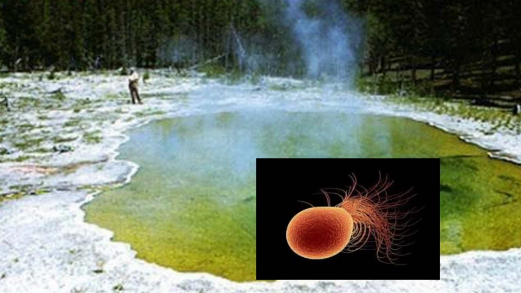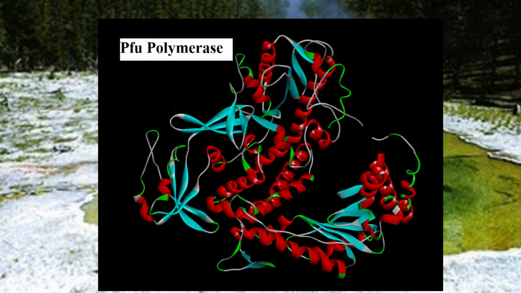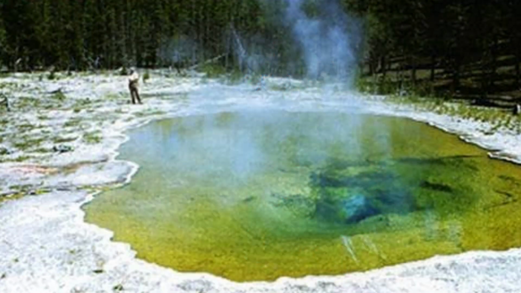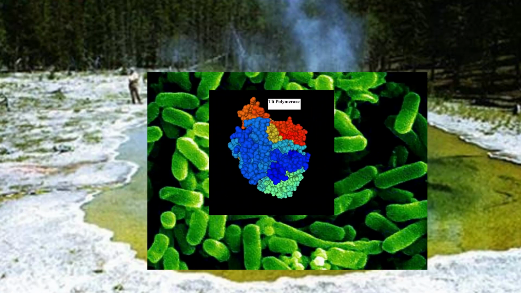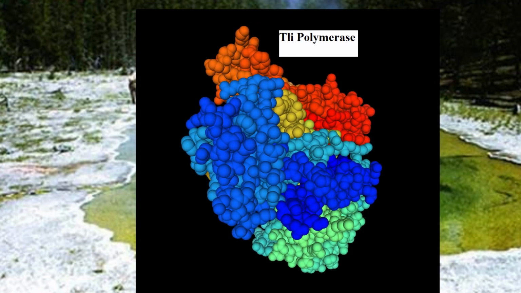Pfu polymerase from Pyrococcus furiosus is used when increased accuracy is desired because it possesses proofreading ability unlike Taq polymerase. Tli polymerase, isolated from Thermococcus litoralis, also has 3' to 5' proofreading exonuclease activity to create accurate copies.